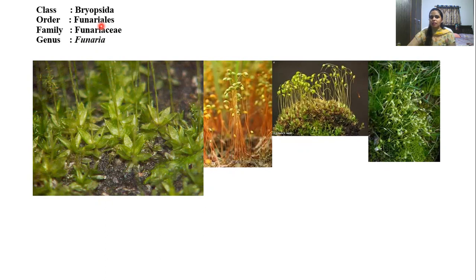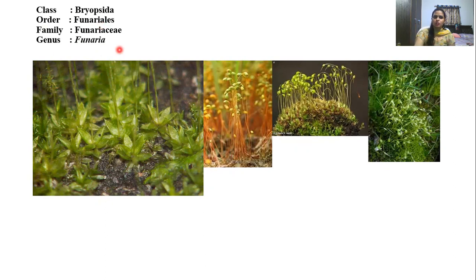Why is it a root-like, stem-like, leaf-like structure? Because it does not consist of xylem and phloem. That is, water and food conducting tissue is not present in this case. So it is called root-like, stem-like, and leaf-like structures.